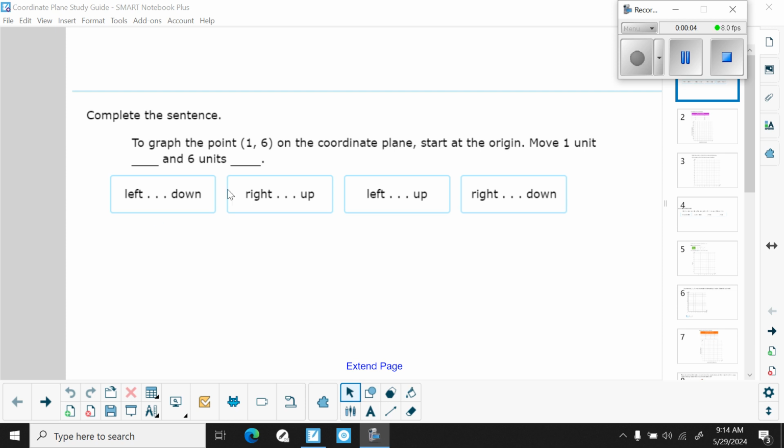Alright, so this question asks to graph the point 1, 6 on the coordinate plane. Start at the origin, move 1 unit in which direction, and 6 units in which direction. Well, we always know that this first point goes left and right.